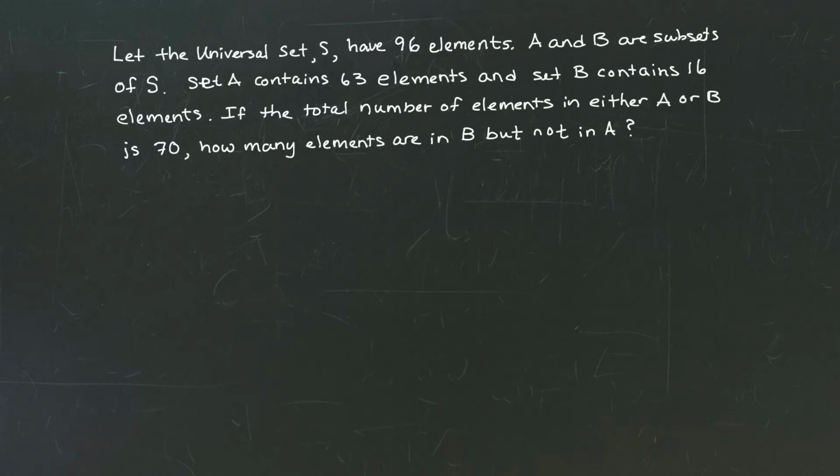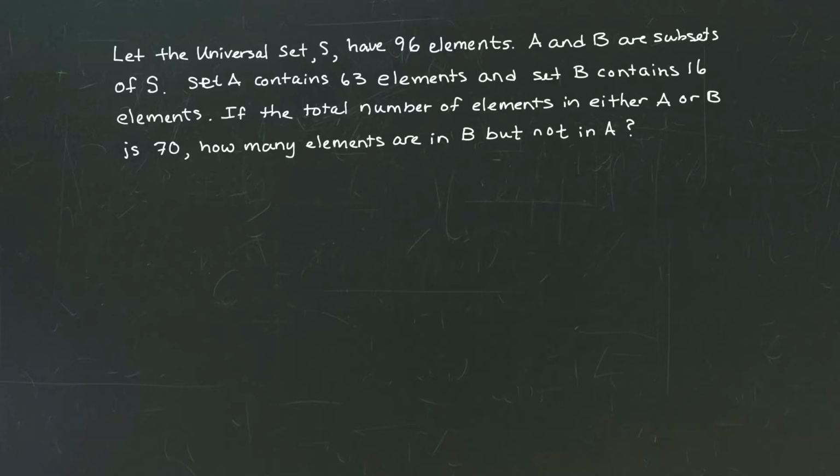Let the universal set S have 96 elements. A and B are subsets of S. Set A contains 63 elements and set B contains 16 elements. If the total number of elements in either A or B is 70, how many elements are in B but not in A? This is actually a rather challenging problem.